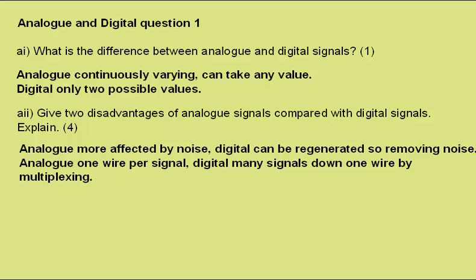Also, with an analog signal, it's 1 wire per signal, whereas with digital you can send many signals down the same wire by using multiplexing.